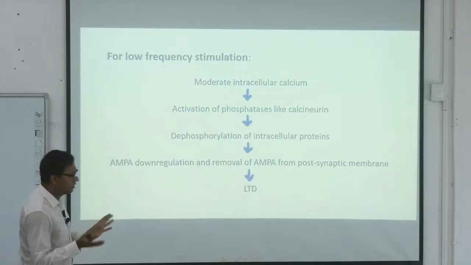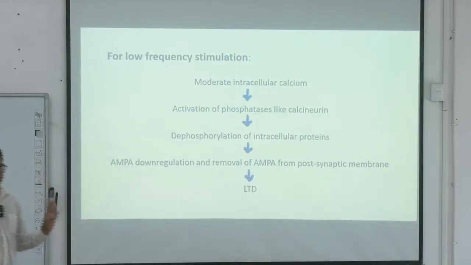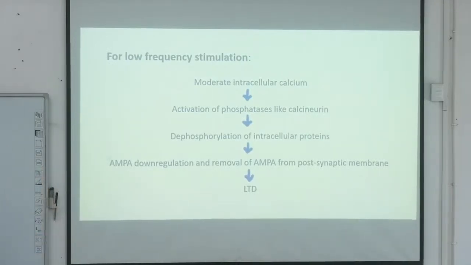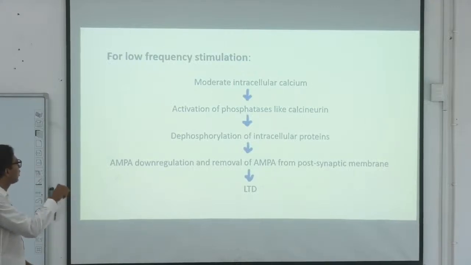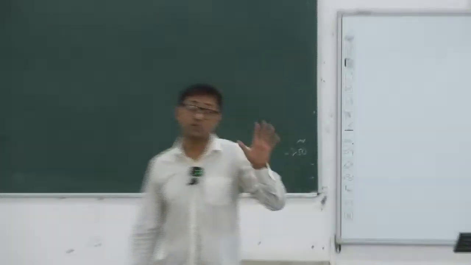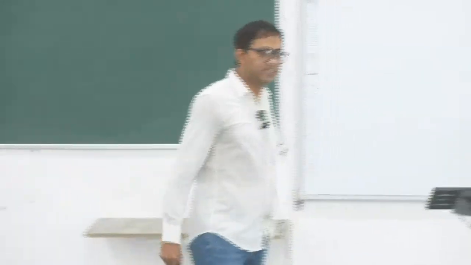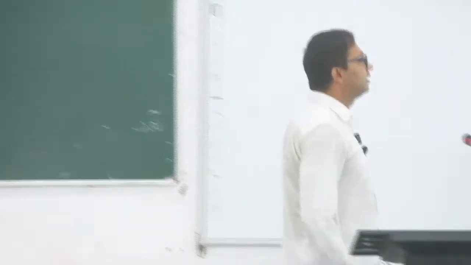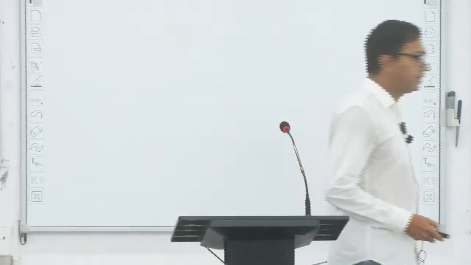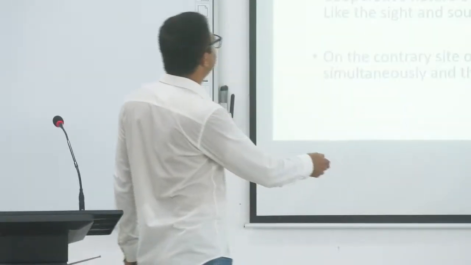So the mechanism is just opposite. Okay, so when there is high intracellular calcium, there will be long term potentiation, and when there is a moderate increase in intracellular calcium, there will be long term depression. Okay, for memory formation, the mechanism is long term potentiation, and for motor learning in the cerebellum, the mechanism is long term depression. Okay, so how does that happen in the cerebellum?